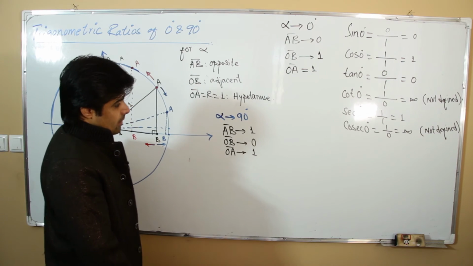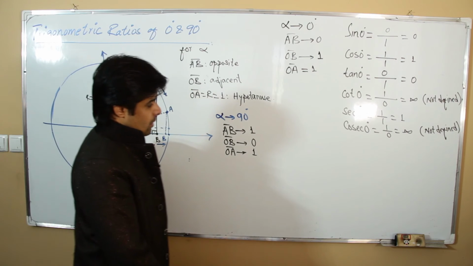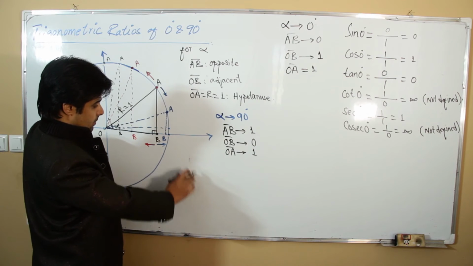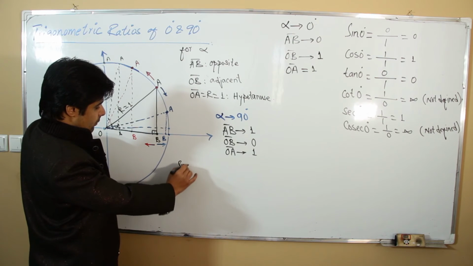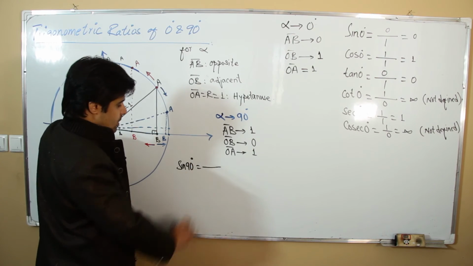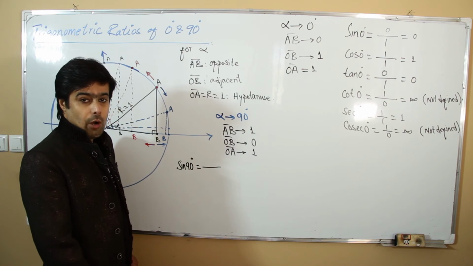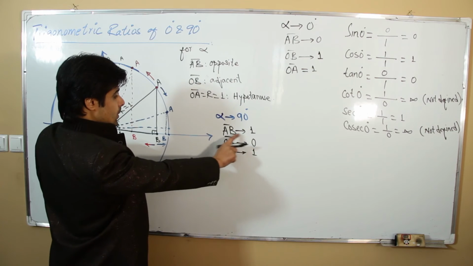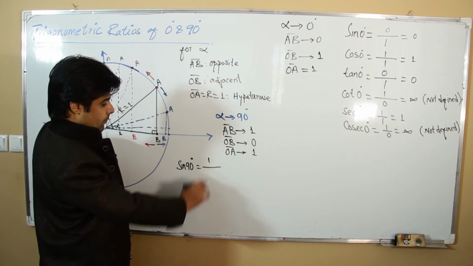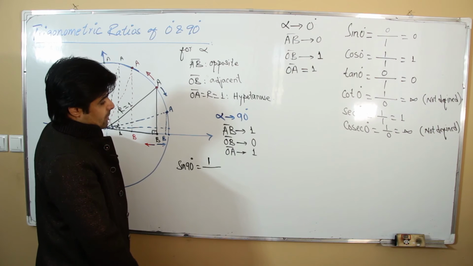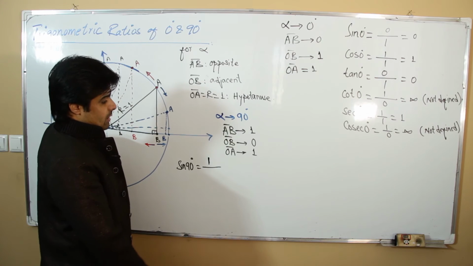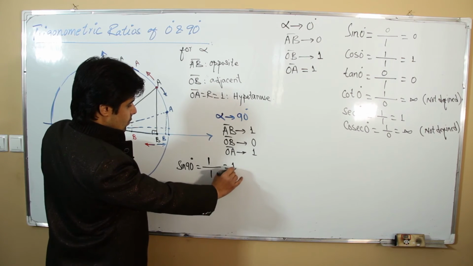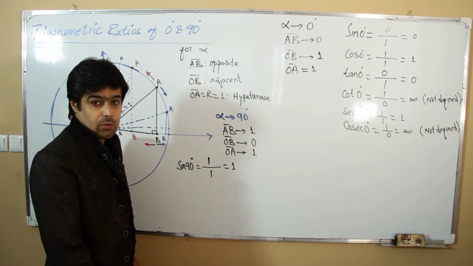Now you are able to define the trigonometric ratios for 90. So come here, sine of 90, what is it? It is opposite divided by hypotenuse. What's your opposite? AB. The value is 1. Am I right? Yes. Divided by hypotenuse. Hypotenuse is OA, which is 1. 1 divided by 1 is 1. So sine of 90 is 1.